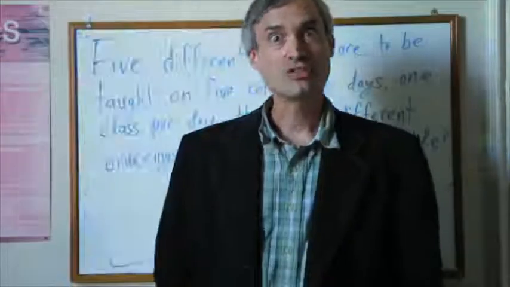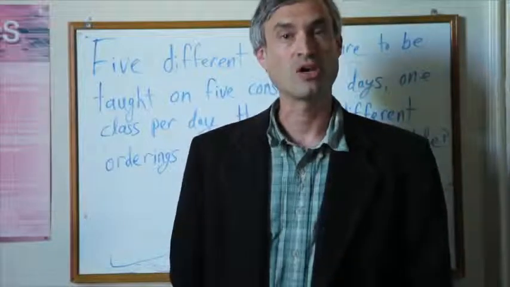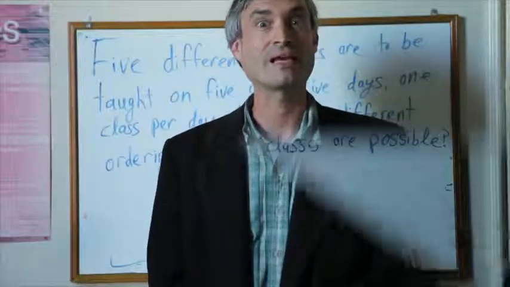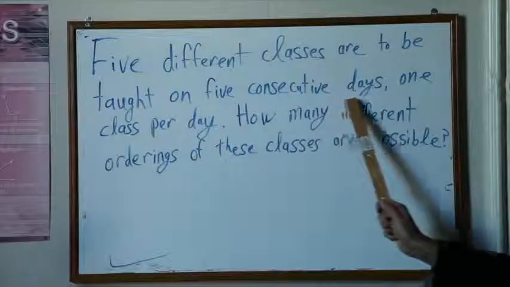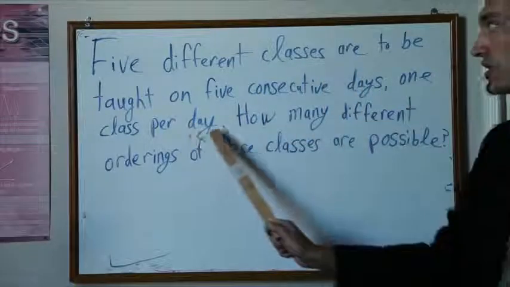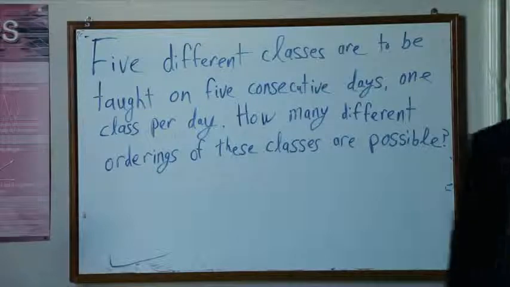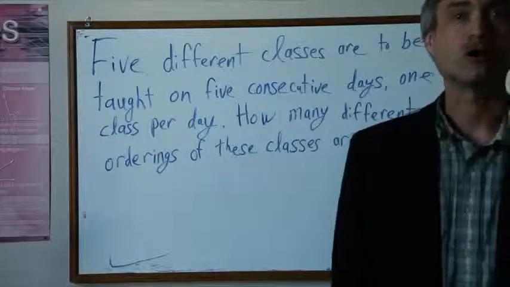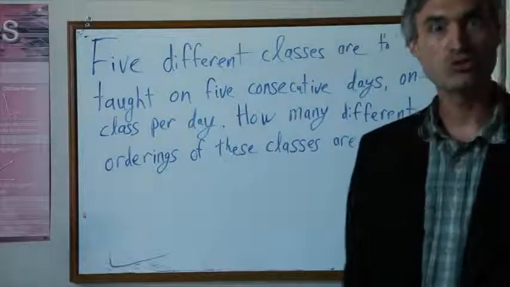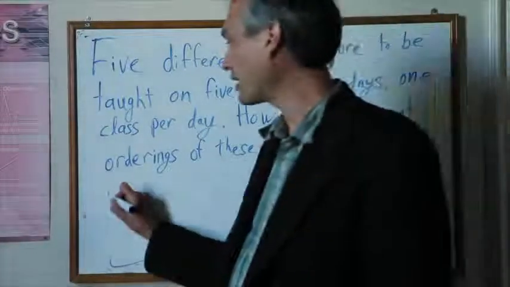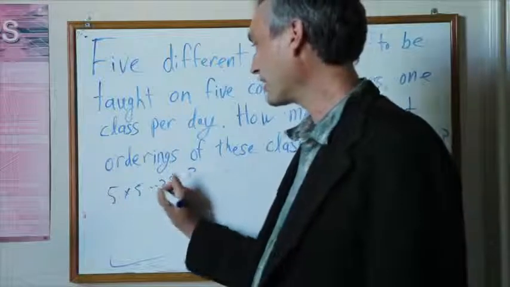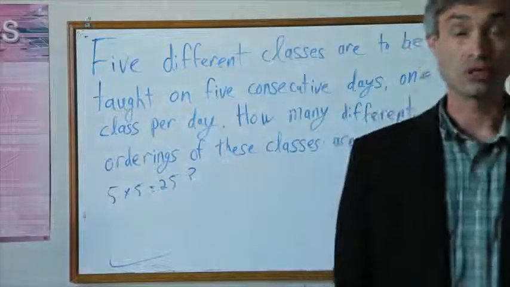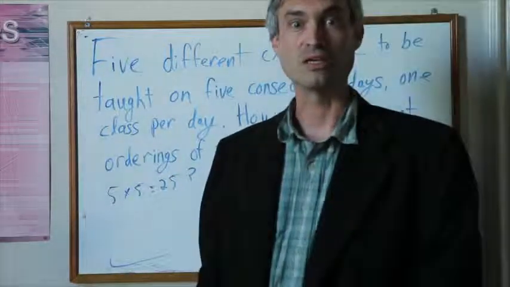Hi, many challenging probability questions can be solved by taking a fill-in-the-blank approach. 5 different classes are to be taught on 5 consecutive days, 1 class per day. How many different orderings of these classes are possible? Many students will see this and say, oh, 5 times 5, 25, and they'll get kind of stuck there, but that's not the answer. Here's maybe a better way of thinking of it.